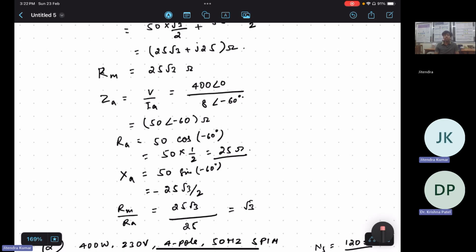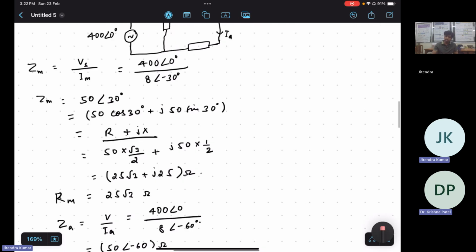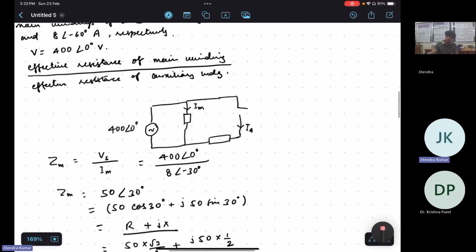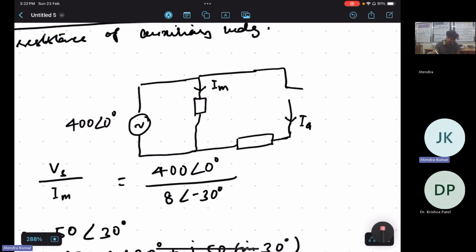Actually, I have seen one equation. Is it applicable? Resistance of auxiliary winding RA is equal to resistance of main winding divided by (IS upon ISM) square minus 1. So what is IS and what is ISM? This is the circuit here, right? So could you please let me know where IS will be flowing here?